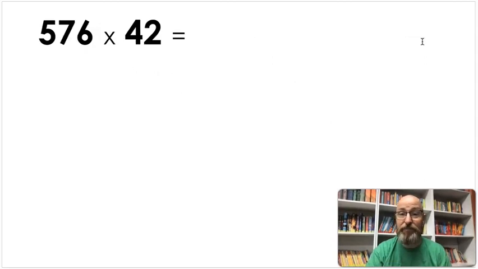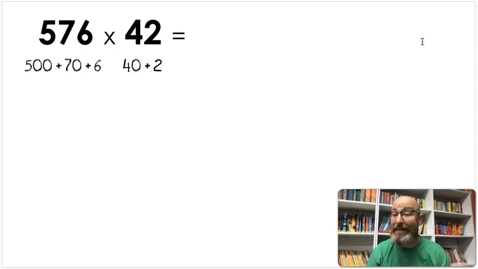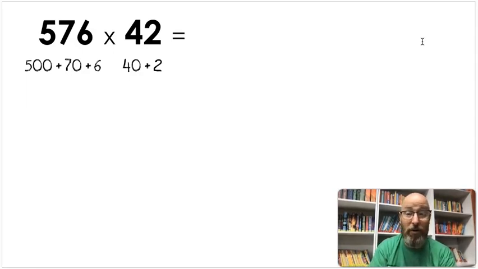Now, if you want to practice some more of these before we go to this next one, you can absolutely do that. But it's time. Let's go to the bigger ones. 576 times 42. Again, expanded notation. This is something I know you've learned how to do in the past, so this is actually kind of why we did it. It helps us with our addition and our multiplication.